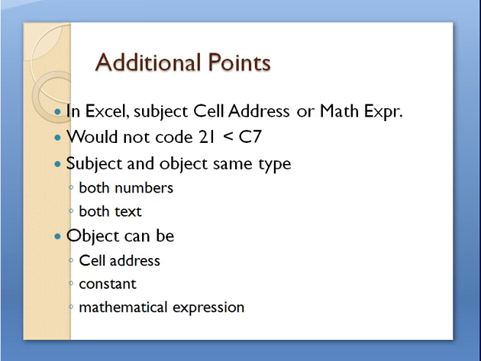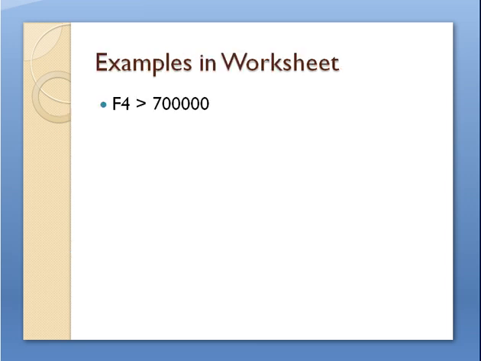The object can also be a cell address, or it can be a constant. For example, C7 greater than or equal to 21. 21 is the constant. It will not change contents as a cell would. Or it can be a mathematical expression. The examples that we'll use in our worksheet, we will be coding the condition F4 greater than 700,000. That's one. You see the subject F4, the operator greater than, the object 700,000.